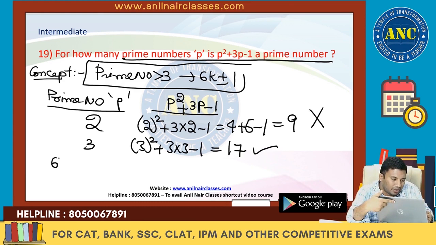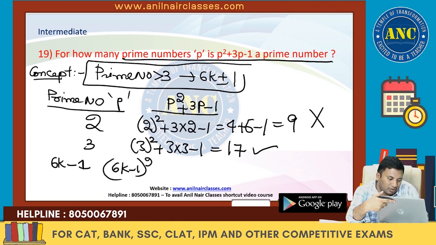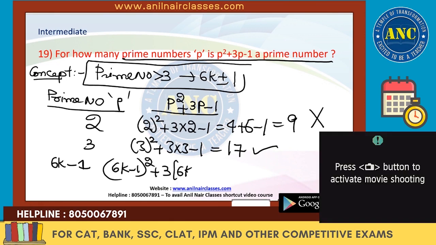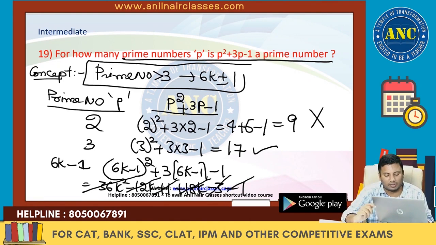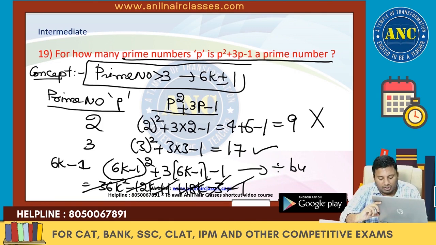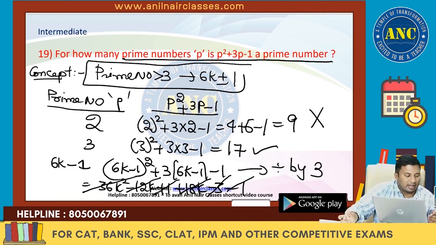Next, a prime number of the form 6k minus 1. Then 6k minus 1 whole square plus 3 into 6k minus 1 minus 1 is 36k square minus 12k plus 1 plus 18k minus 3 minus 1. This is divisible by 3: 36k square is divisible by 3, 18k is divisible by 3, 3 is divisible by 3, and 1 minus 1 is also divisible by 3. So for any prime number of the form 6k minus 1, it is divisible by 3.